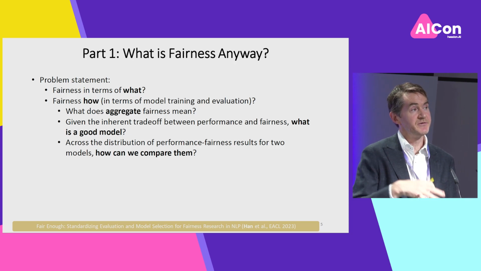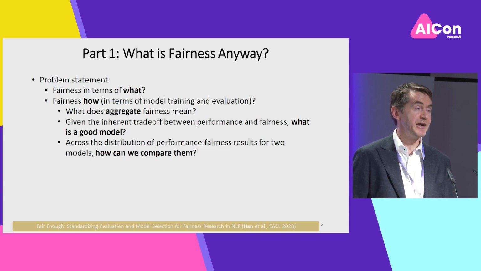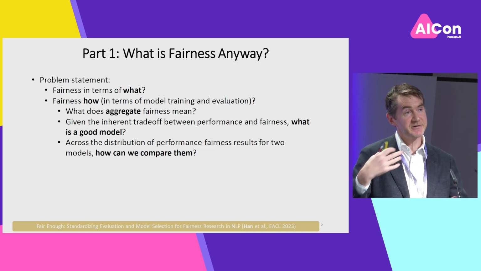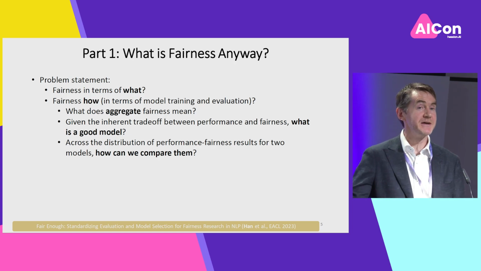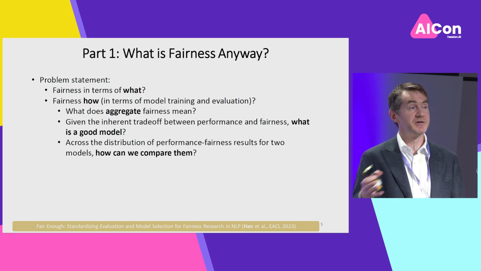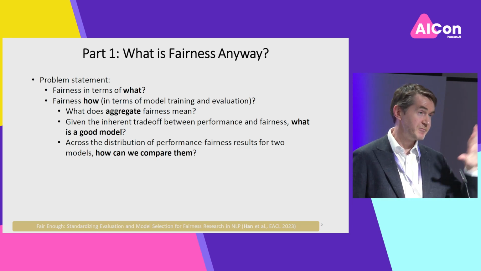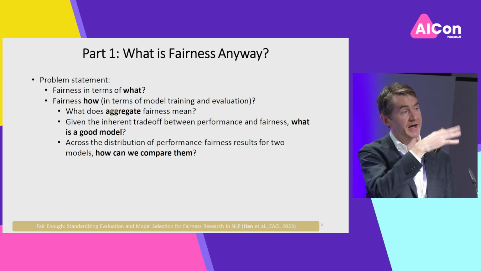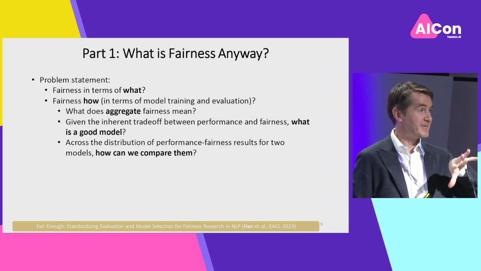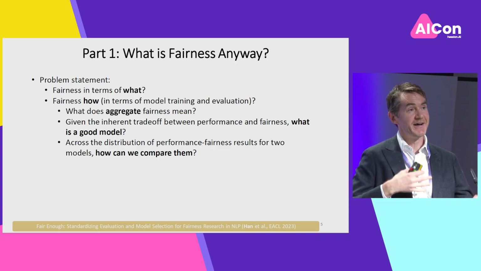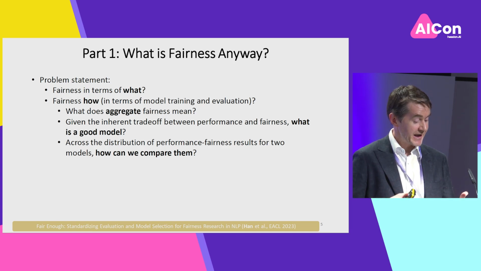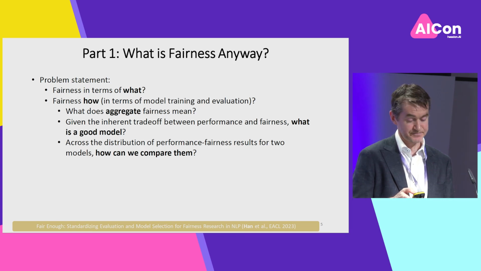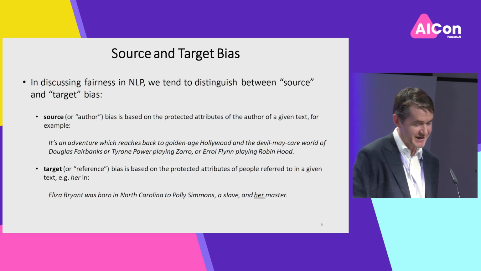Given that, particularly in modern day NLP, we tend not to have a single system. Depending on our training seeds, depending on hyperparameter optimization, we get a family of different models that we're training, and we're trying to do some selection amongst them, which defines a distribution across this frontier of performance versus fairness. So under that, how do we actually compare two models? Okay, so we're going to go through those in turn.